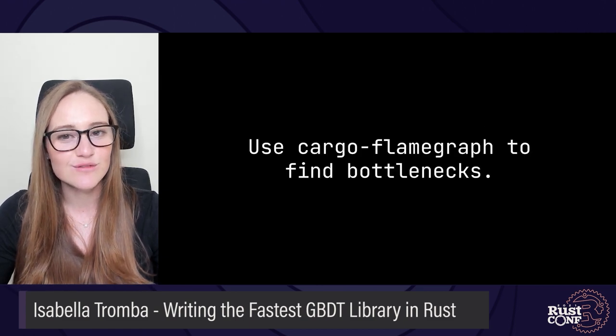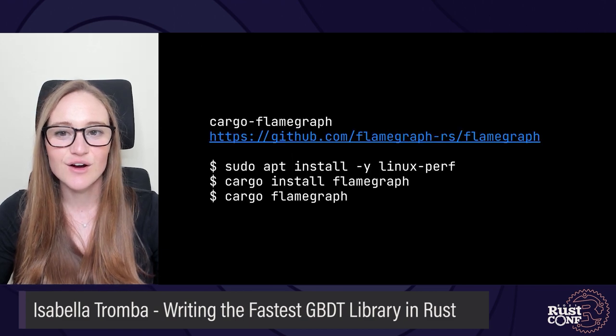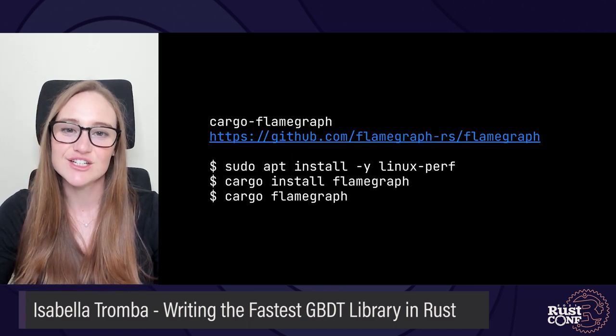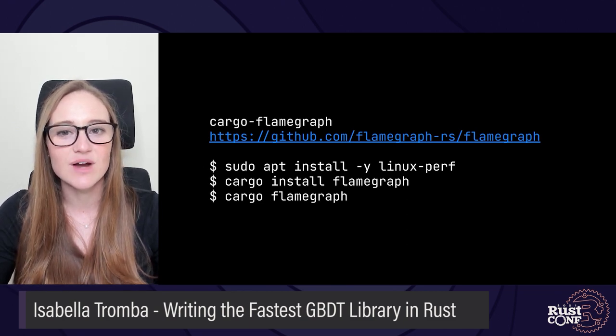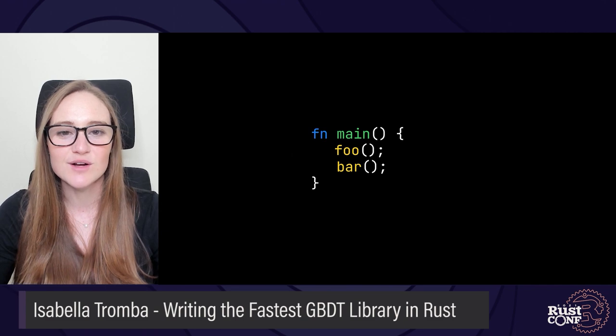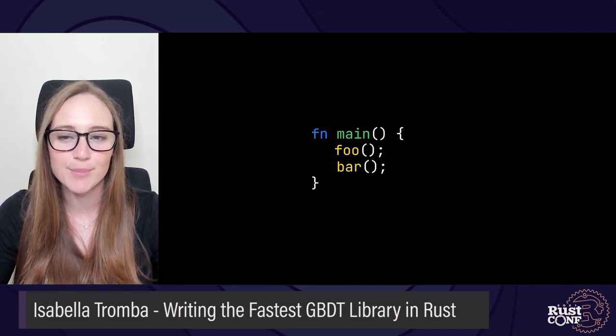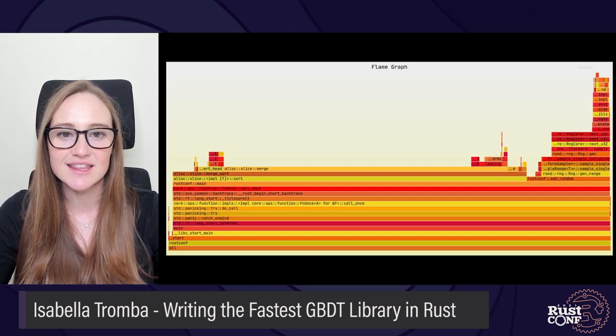Next, we used cargo flamegraph to find where most of the time was being spent. Cargo flamegraph makes it easy to generate flame graphs and integrates elegantly with cargo. You can install it with cargo install and then run cargo flamegraph to run your program and generate a flame graph. Here's a simple example with a program that calls 2 subroutines, foo and bar. When we run cargo flamegraph, we get an output that looks like this.